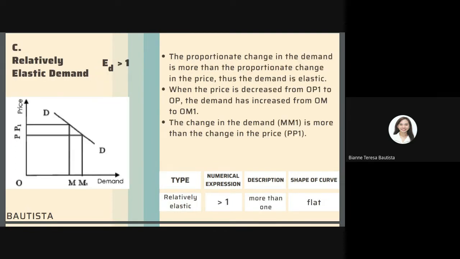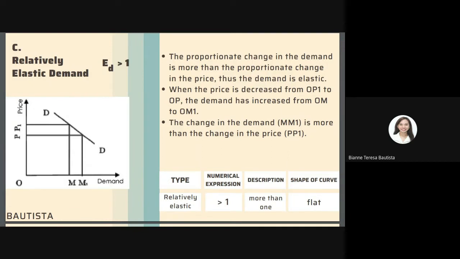When a percentage change in price is less than the percentage change in quantity demanded, the demand is said to be relatively elastic demand. In other words, a change in demand is greater than a change in price. Therefore, in this case, the elasticity of demand is greater than 1. The demand curve of relatively elastic demand is gradually sloping, which is shown in the figure.